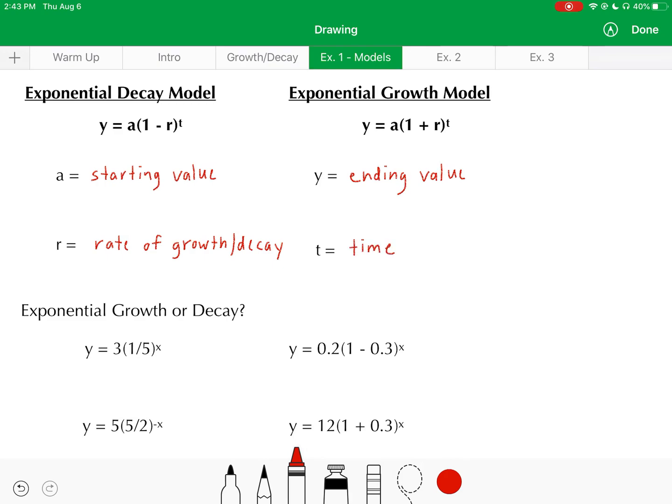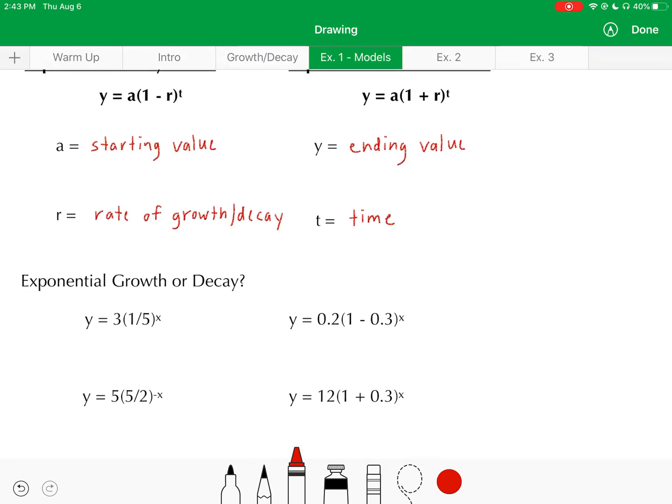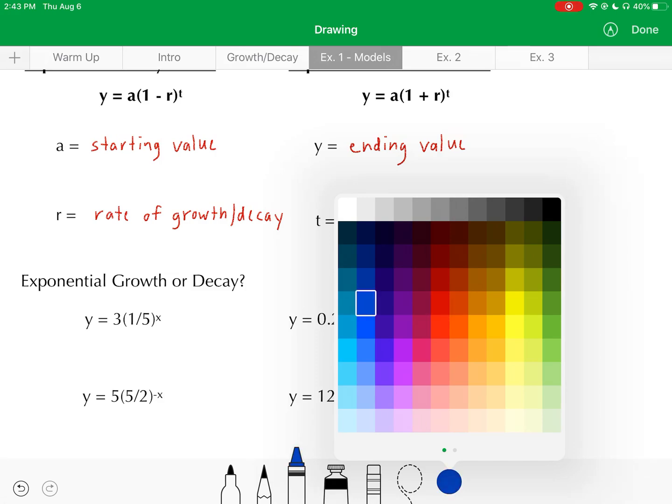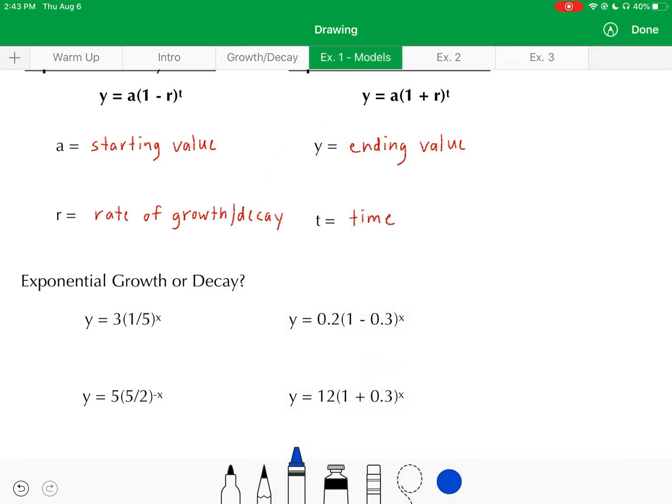Okay. All right, so based off of all of this, are the following equations exponential growth or decay models? All right, so y equals 3 times 1/5 to the power of x. Focus on the base here of 1/5. The fact that that's smaller than 1 tells me this is a decay situation. All right, similarly, right here, the base 1 minus 0.3, that's a number that is smaller than 1 as well. So this is also a decay situation.